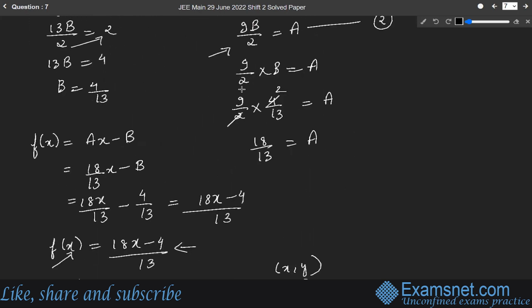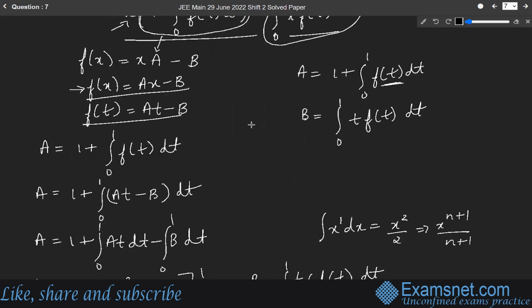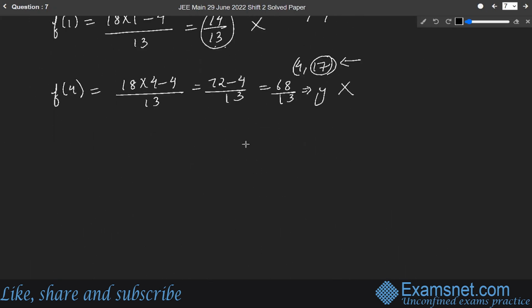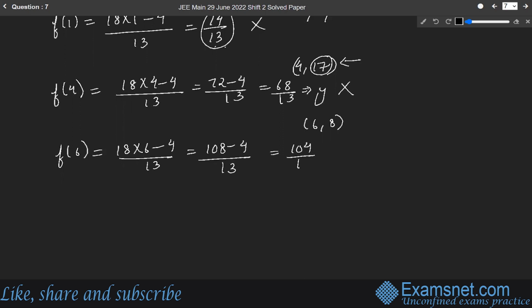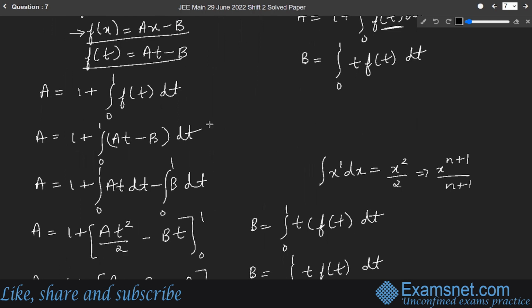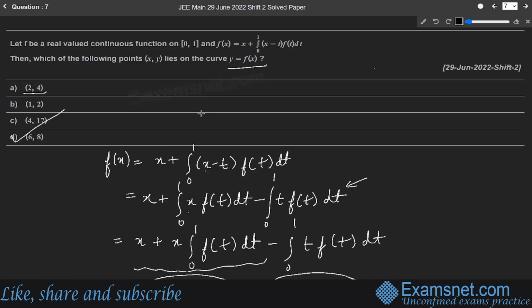Now, let us check for the last option. What is the last option? Last option is 6, 8. So for the option 6, 8, x should be 6 and y should be 8. So f of 6 will be equal to what? 18x minus 4 by 13. So 18 into 6 minus 4 by 13, right? Now 18 into 6 is 108. 108 minus 4 by 13. What is 108 minus 4? It is 104 by 13. And when we divide 104 by 13, we get 8. 13 into 8 gives 104. So this ordered pair is absolutely correct. So for this question, the correct option is option D, that is 6, 8. I hope you are clear with this question.